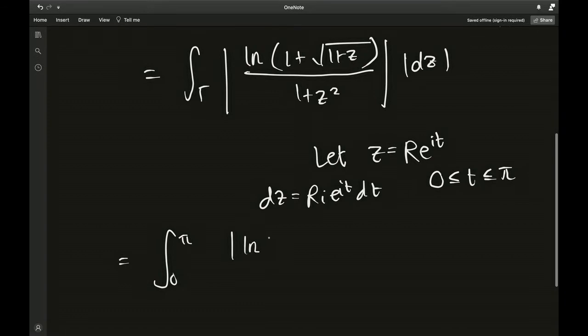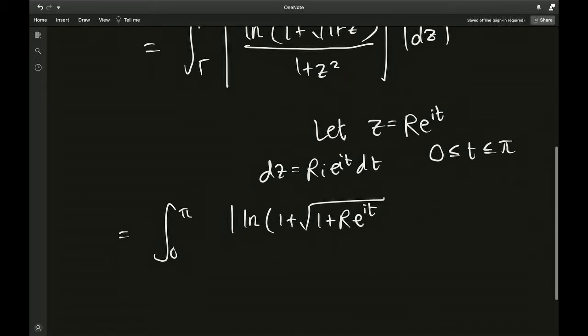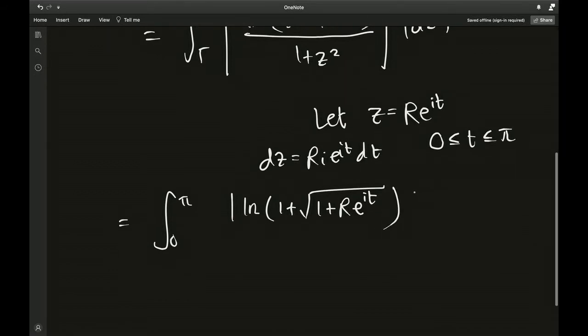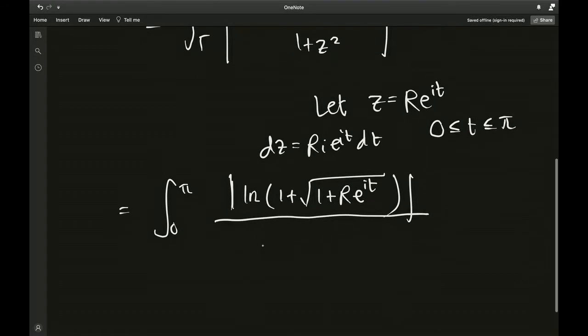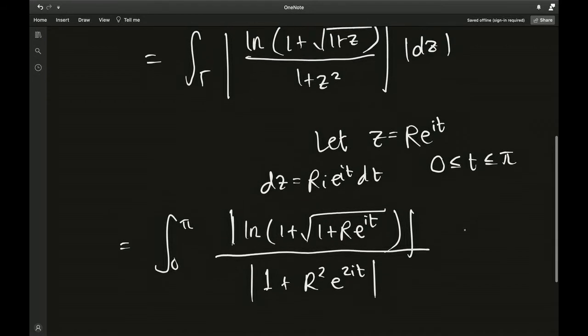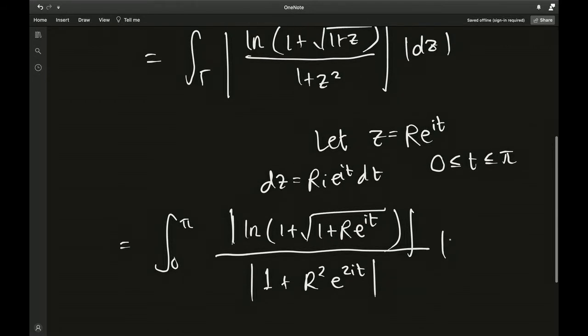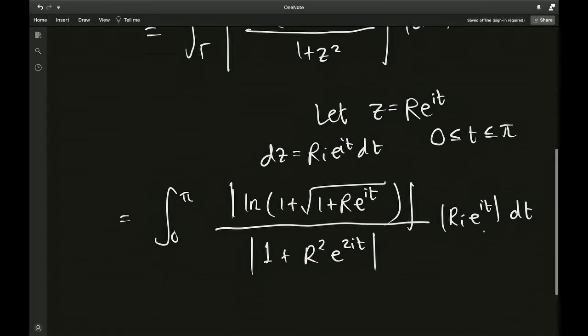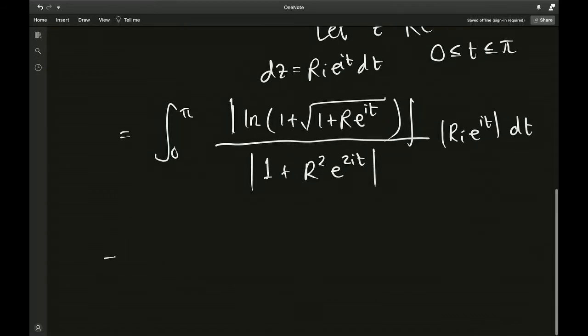So then we have the mod of the natural log of 1 plus square root of 1 plus r e to the it, again under mod, divided by 1 plus r squared e to the 2it, again under mod. dz is the mod of r i e to the it. Mod dt is dt because it's always going to be positive. So now you have the integral from 0 to pi.